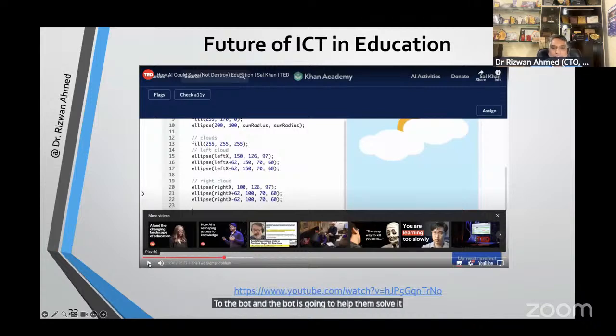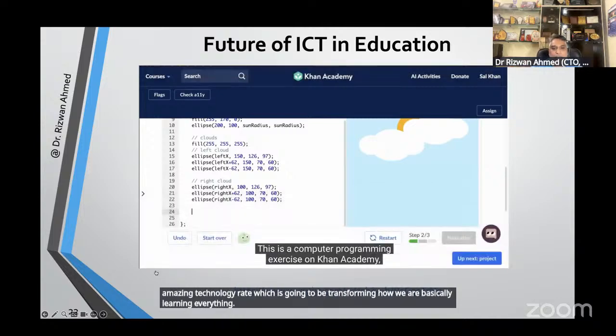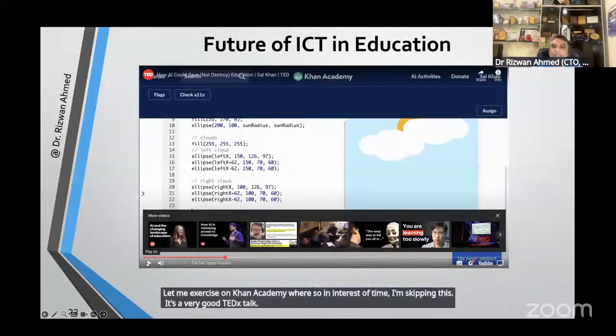And it's going to be an amazing technology, which is going to be transforming how we are basically learning everything. Any exercise on Khan Academy where... So in the interest of time, I'm skipping this. It's a very good TEDx talk. There, he has completely showcased how this tool is being developed.